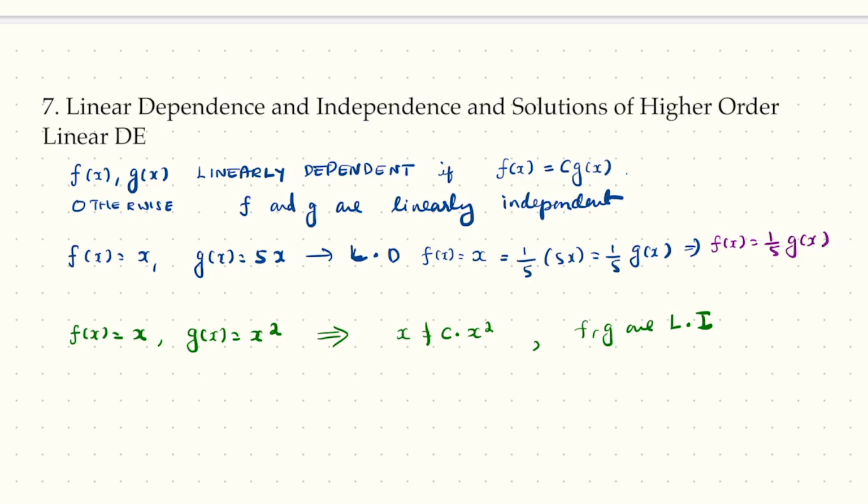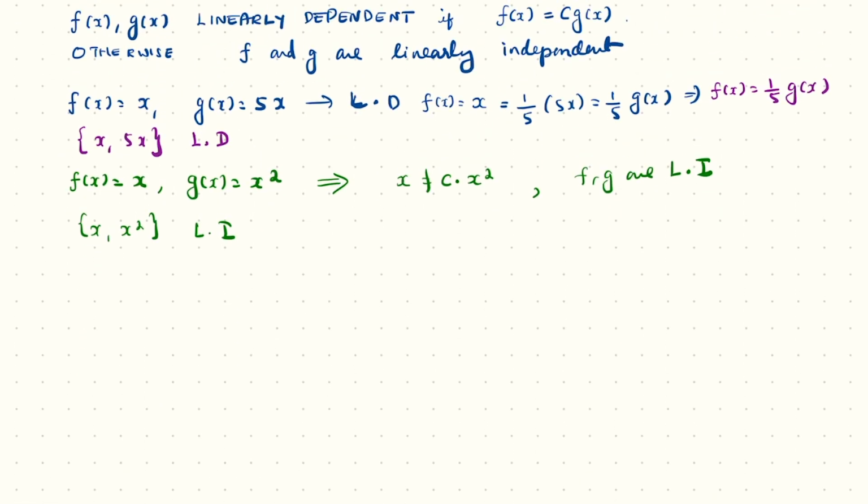So in general, if you want to use set notation, the set of functions x and 5x is linearly dependent, and the set x and x squared is linearly independent. That's pretty much the simple definition of linearly dependent and linearly independent.